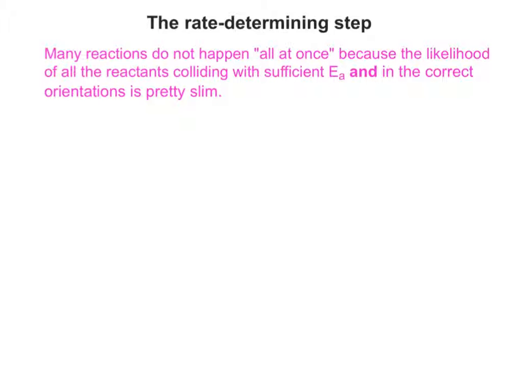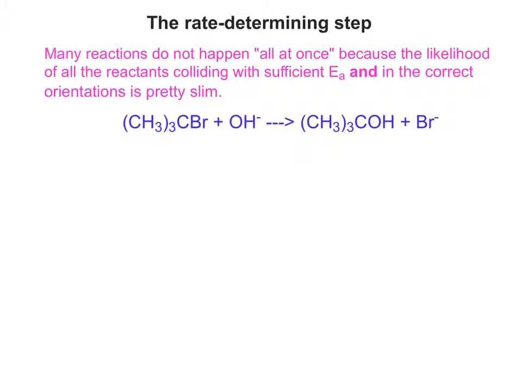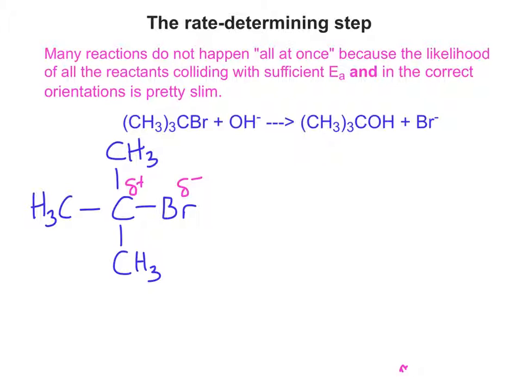So many reactions that we work with don't happen all at once. We just see the end product, but the actual reaction happens in several stages, because to get everything to collide with the sufficient activation energy and in the right way is actually quite difficult in many cases. So if we were to take a typical example like the hydrolysis of a haloalkane like this, that would be the overall reaction that you'd expect to happen. That's all very well, but does that actually happen in reality? So let's have a look at this in close proximity.